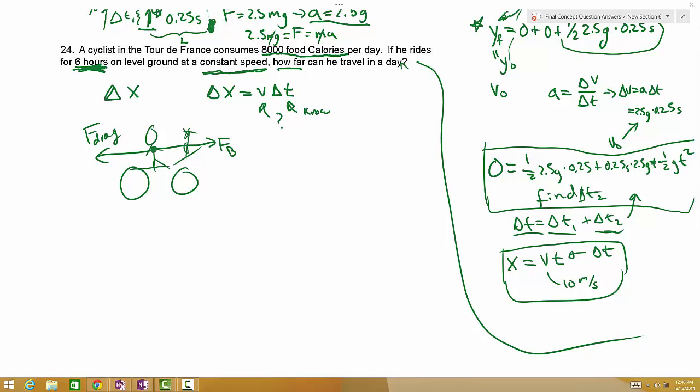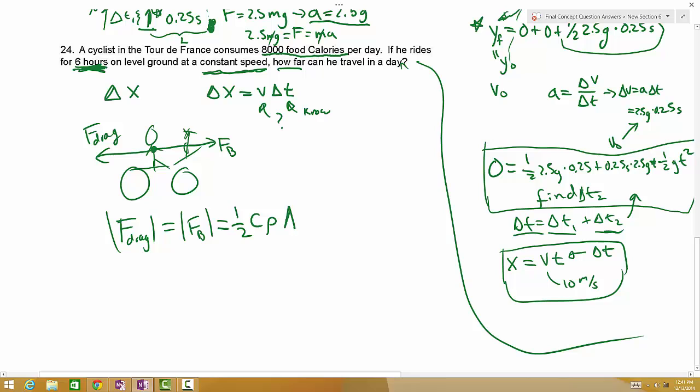And so if he's going at a constant speed, these two forces have to be equal, and we know that the magnitude of the force of drag is going to be equal to the force of the biker. So the force of drag is equal to 1/2 c, which is some coefficient that we're not given. So this is pressure drag because this isn't viscous, this is just in air. That's pressure drag times the cross-sectional area times the velocity squared.